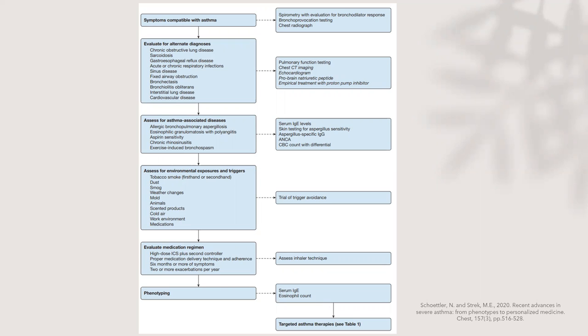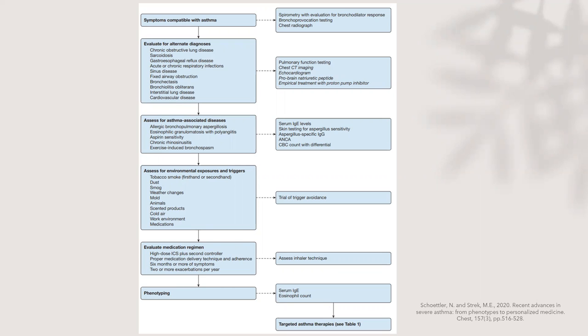The other part to that is you may have asthma, but you have things associated with asthma that make it way more severe. One could be ABPA, EGPA, aspirin sensitivity, and exercise-induced bronchospasm. Those are all things that make a relatively well-controlled patient in other circumstances way worse. You want to identify those things as well, and there's appropriate workup for that, of course.